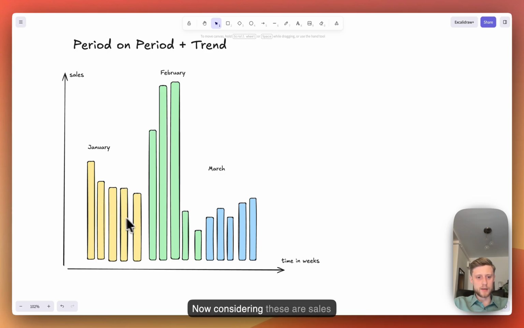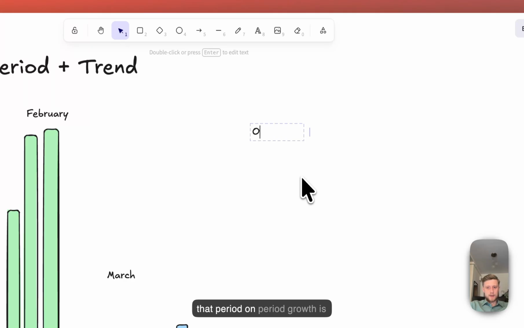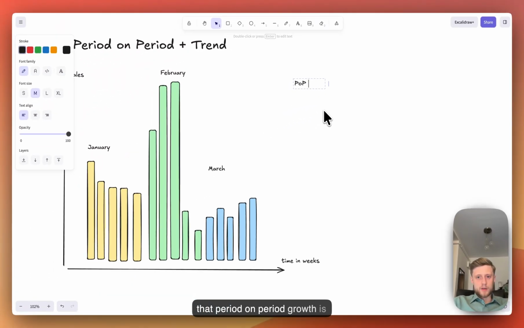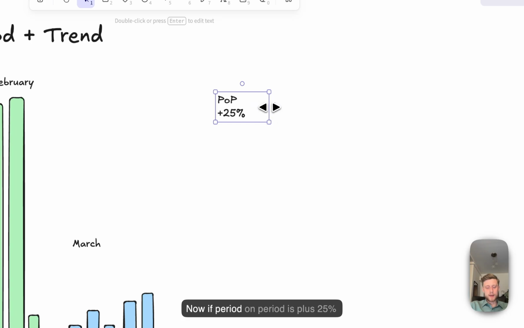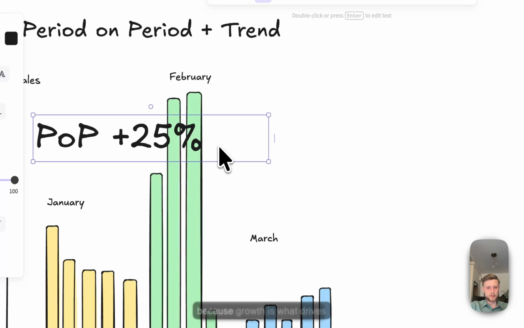Now, considering these are sales binned by weeks, and of course January, February, March, they don't all have 5 weeks, but just to keep it simple, I have designed this visual here this way. If you would compare February against January, we could assume that period on period growth is probably something like, let's say, plus 25%.